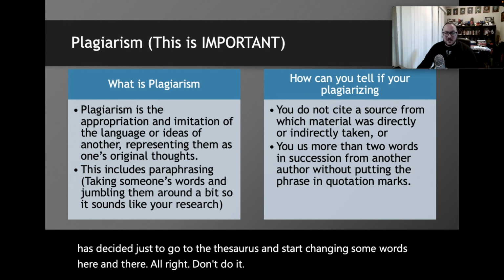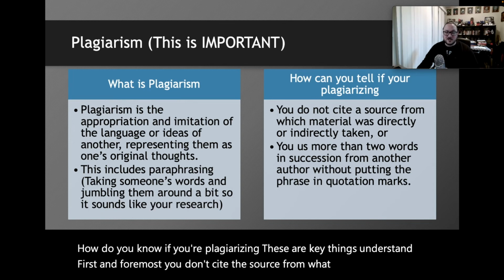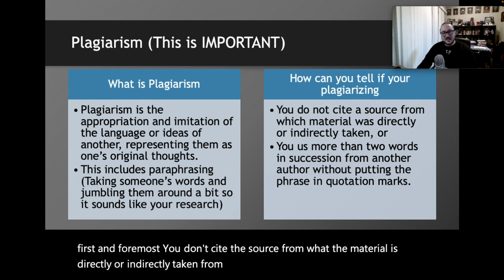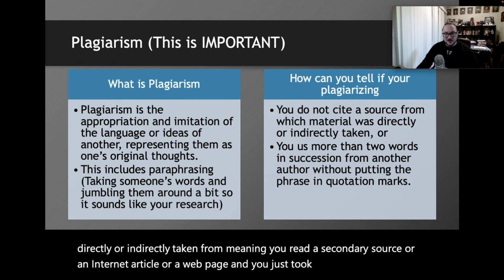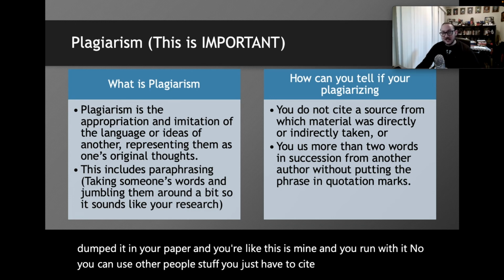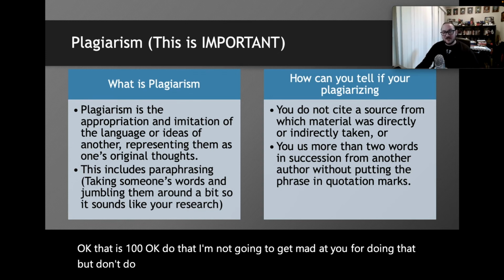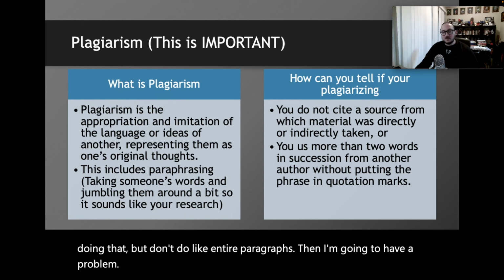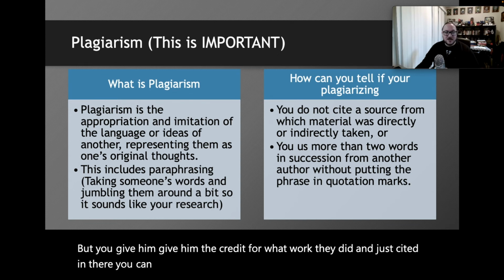How do you know if you're plagiarizing? Well, these are key things to understand first and foremost. You don't cite the source from what the material was directly or indirectly taken from, meaning you read a secondary source or an internet article or a web page and you just took that information and dumped it in your paper and you're like, this is mine, and you run with it. No, you can use other people's stuff. You just have to cite it. Say, I got it from here. Okay? That is 100% okay. Do that. I'm not going to get mad at you for doing that, but don't do entire paragraphs, then we're going to have a problem. But you give them the credit for what work they did and just cite it in there. You can use it, okay?